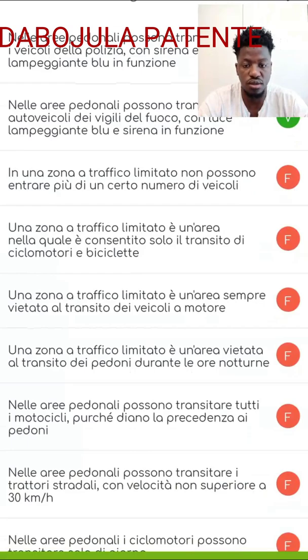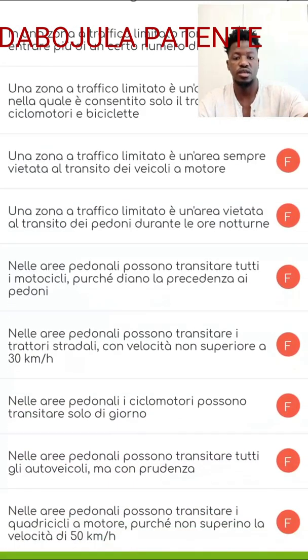Una zona a traffico limitato è un'area vietata al transito dei pedoni durante le ore notturne. It says a traffic limited zone is an area in which pedestrians are not allowed to transit in certain hours of the day.